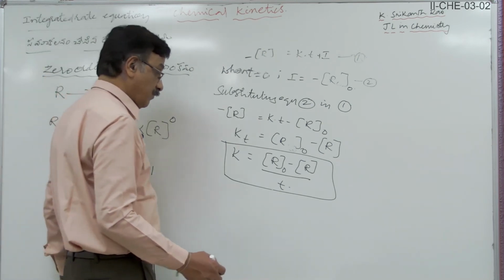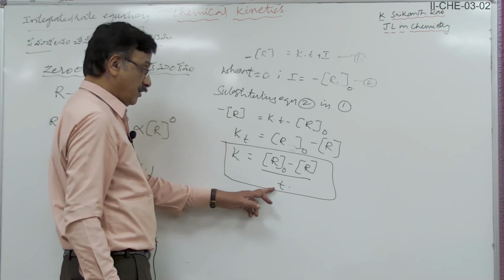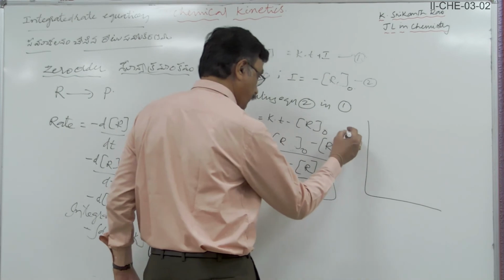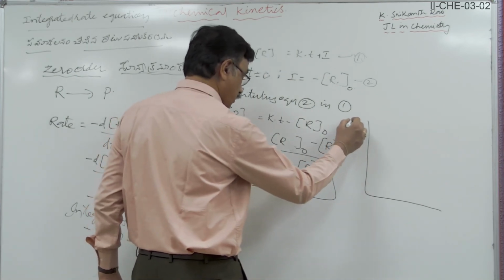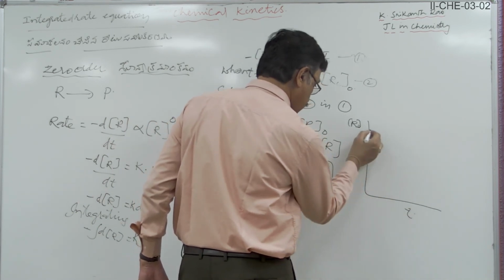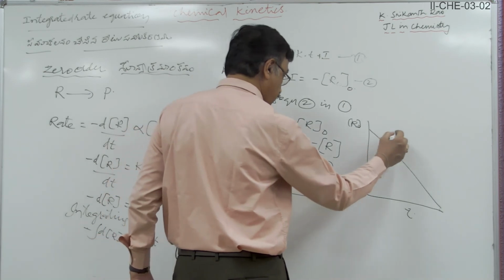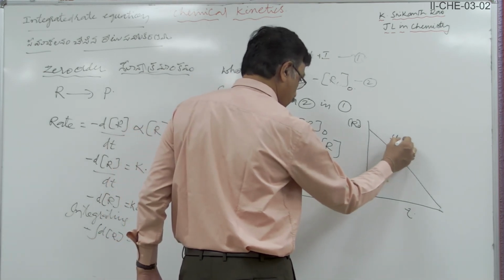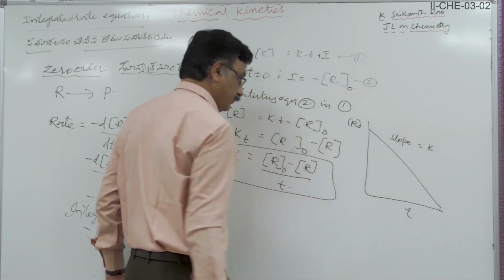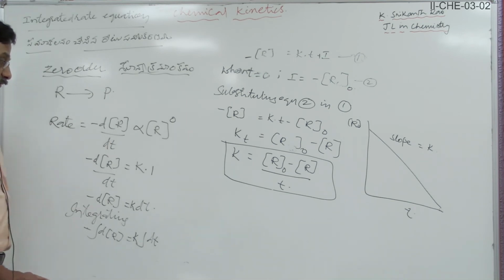We can plot a graph between the initial concentration and the time. We'll get a slope. We plot it, right? The R or R naught and the time. We'll get a curve like this where the slope equal to k, right? So this is zero order reaction.